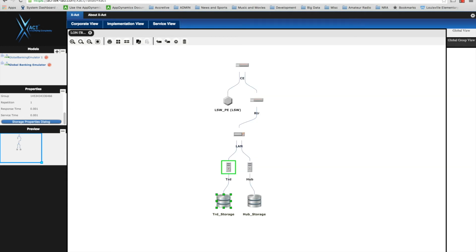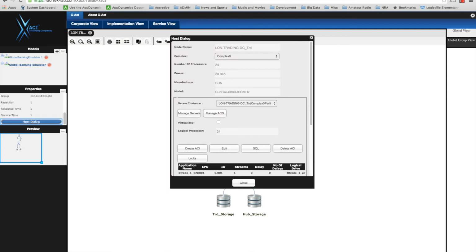If we go to the trade server and select the trade server, we can see by clicking on the host dialog that this is a server which has only one complex, being a physical machine. This node could actually represent a cluster and have multiple machines. In this case, complex 0 is a single machine with 24 processors. It is a Sun machine, Sunfire 6800 with 900 megahertz processors.